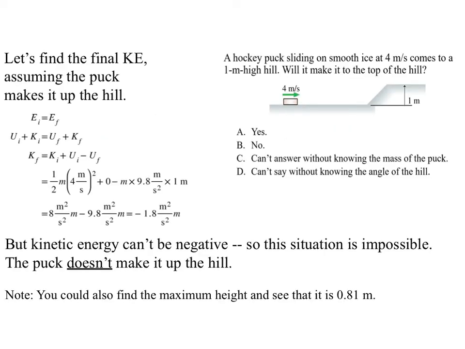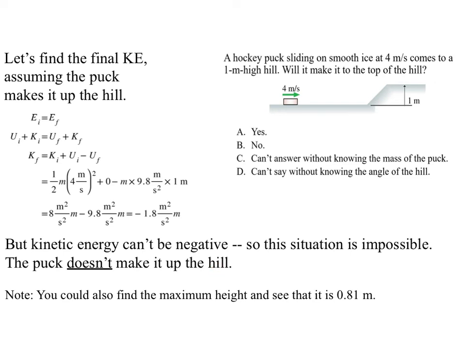One way to tackle this is, let's find the final kinetic energy, assuming the puck does make it up the hill. So we'll make the assumption and see if it's true. The kinetic energy at the end is whatever it had at the start, plus however much it changed by. When we grind out some numbers, we find the kinetic energy at the end would have to be minus 1.8 meters squared per second squared. In other words, it needs to gain more gravitational energy than it starts with in kinetic energy. Kinetic energy can't be negative, so the situation isn't possible. It doesn't make it up the hill.